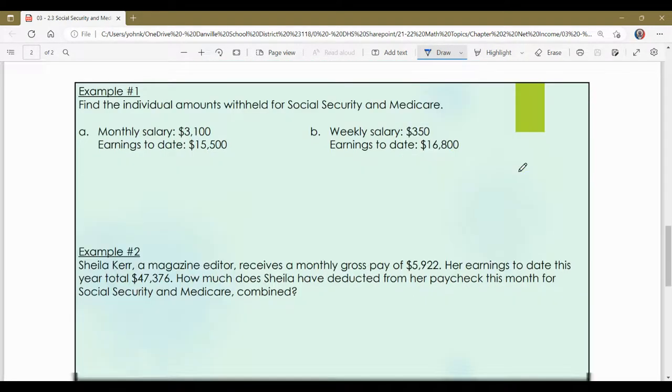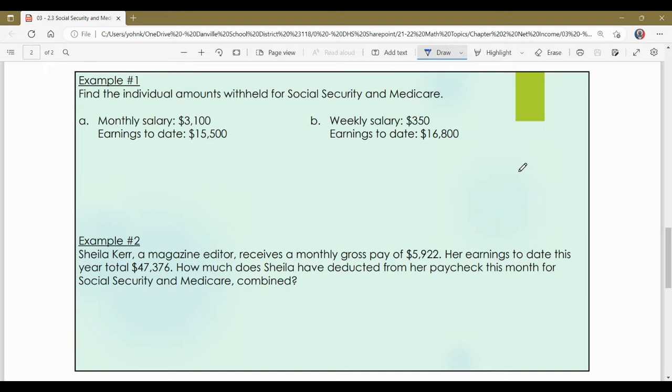All right, so let's calculate some of these. Find the individual amounts withheld for Social Security and Medicare. So, person A has a monthly salary of $3,100 and they have earned to date $15,500. This earnings to date is lower than the $97,500, so I don't even have to worry about it.